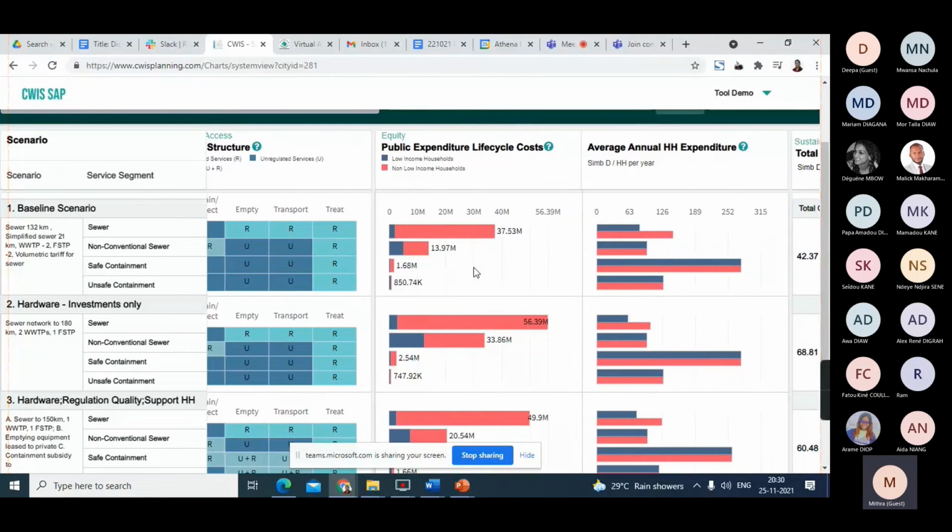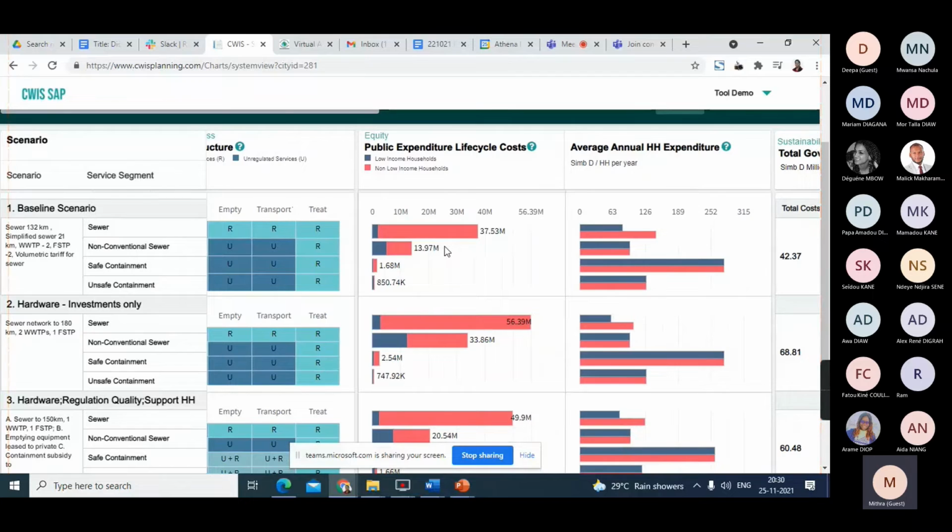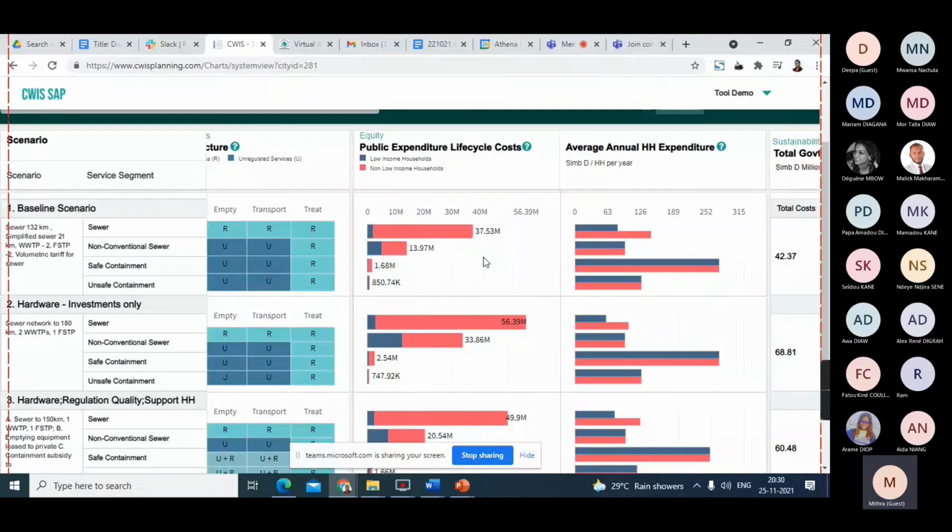In the equity indicator, we have a metric called the public expenditure. This public expenditure includes capital and operating expenditure over the 10-year period. This metric shows the quantum of the expenditure that is spent on each category and the household type. In the baseline, we see that most of the expenditure is on the sewer network to operate and maintain those 132 kilometers that has already been laid.